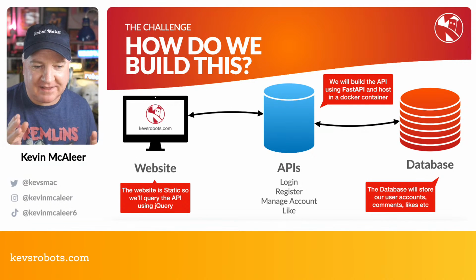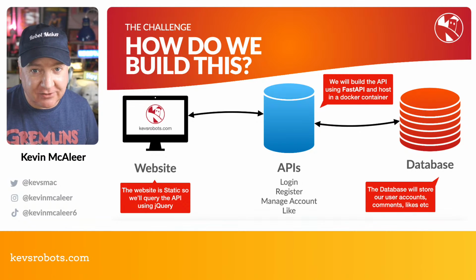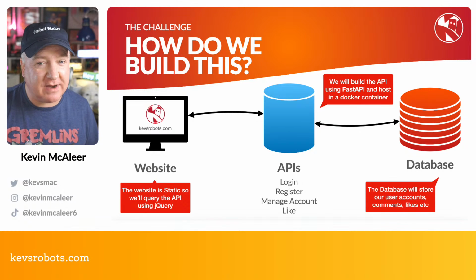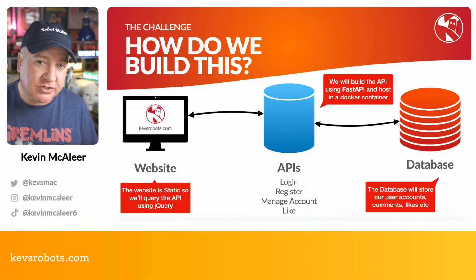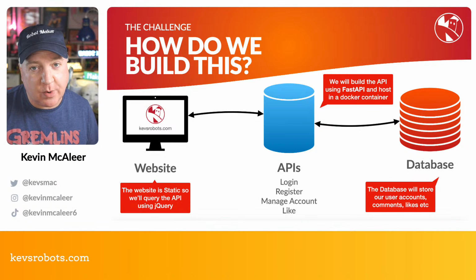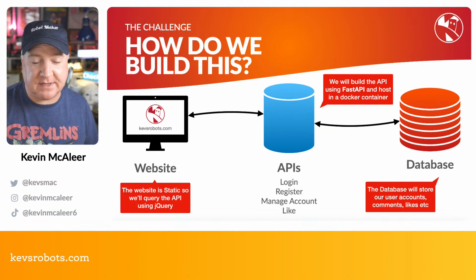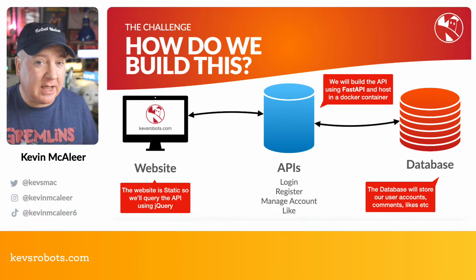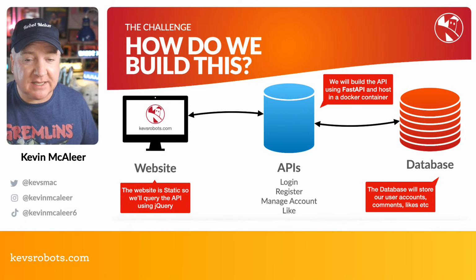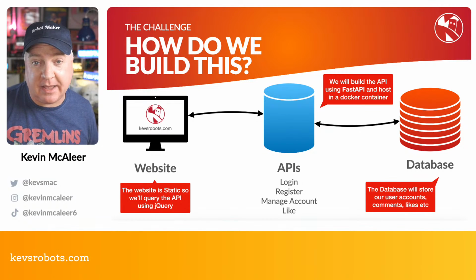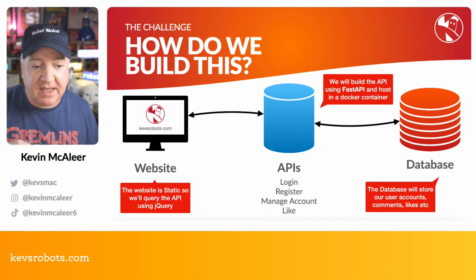We're going to have a website, kevsrobots.com, statically generated, like I said, which means there's no interaction, but we can build interaction by using something called jQuery. This is like a JavaScript query language that you can plug into your website, and it can query things like get weather information, or it can basically query any API, and we can build an API for it to query. So the APIs that we want to build are like login, register, manage account, like posts, that kind of thing, and that will be using FastAPI.